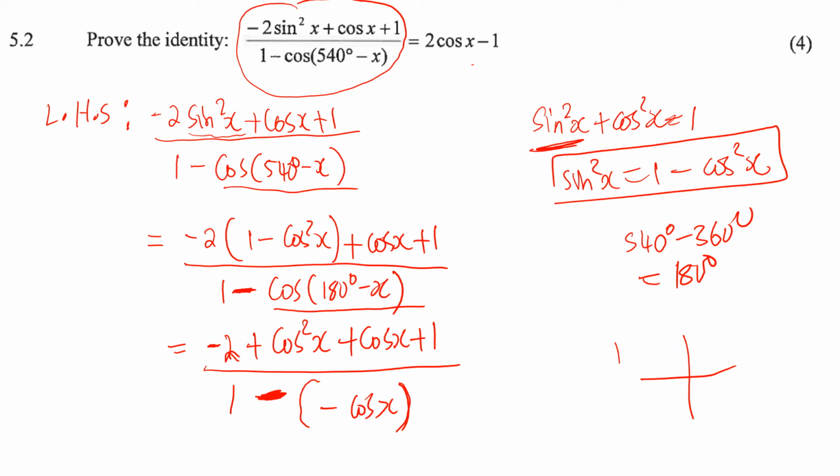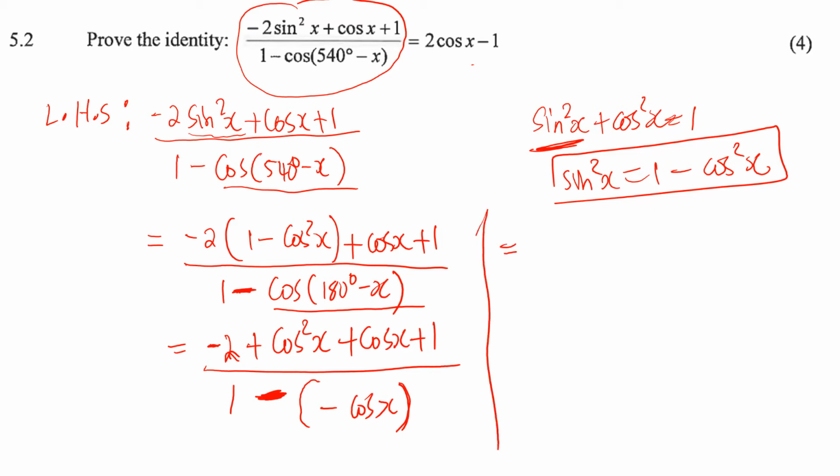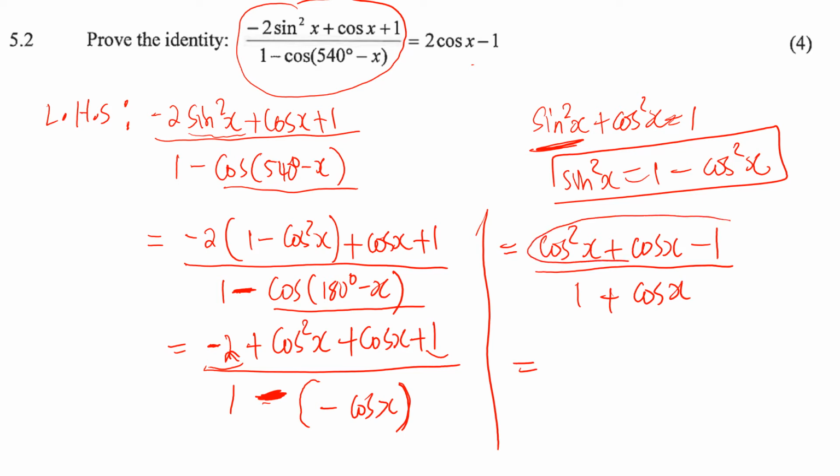So then we can go and simplify this quickly. It's going to be equal to minus 2, and we can add it with 1, which is going to be minus 1. So it will be cos squared x plus cos x minus 1, all divided by what? Negative times negative is going to be positive, so it will be 1 plus cos x. All right, so what can we do now? We can actually factorize on top, so that whatever is on the numerator can cancel with whatever is on the denominator, so that we can finally prove this.